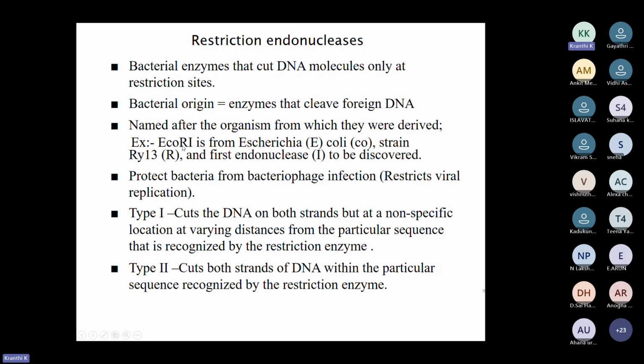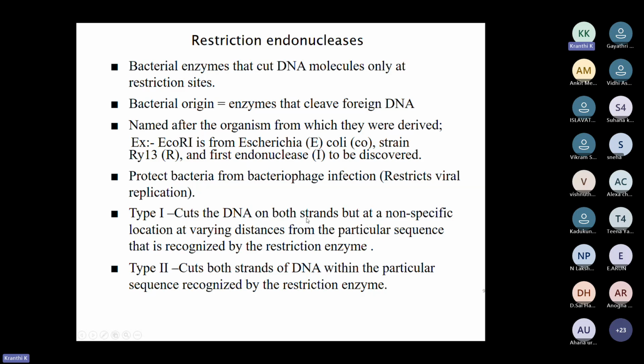R is a strain. Okay, what is the strain? RY13 is a strain. And first endonucleases. So we have different endonucleases like endonuclease 1, 2, like that. Okay, so when we purchase this EcoRI, the meaning is it is extracted from an E. coli strain, that is RY13, and that is the first endonuclease, like this. Clear?